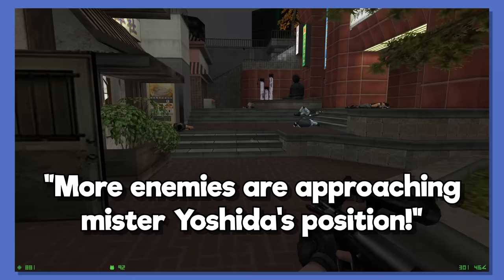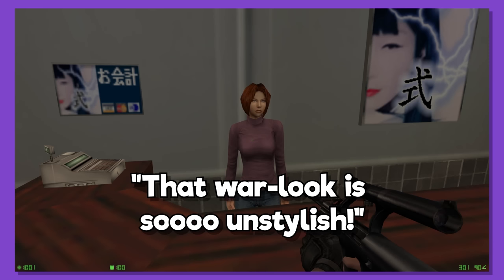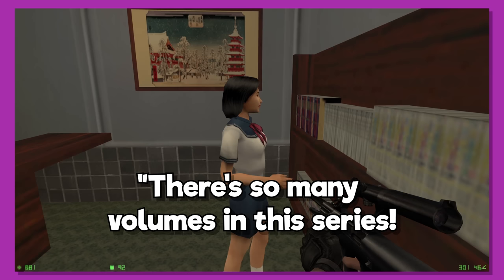Alles aufgepasst. Es kommen immer mehr Feinde zu Herr Yoshidas Stellung. Dieser Kriegslook ist ja sowas von unmodisch. Es gibt ja so viele Bände von der Reihe. Ich kann mich gar nicht entscheiden.